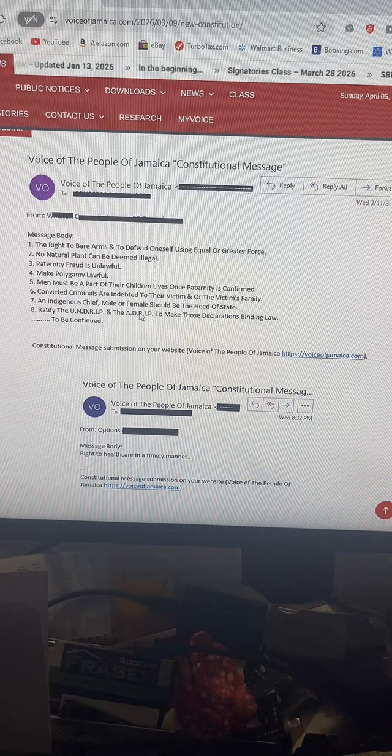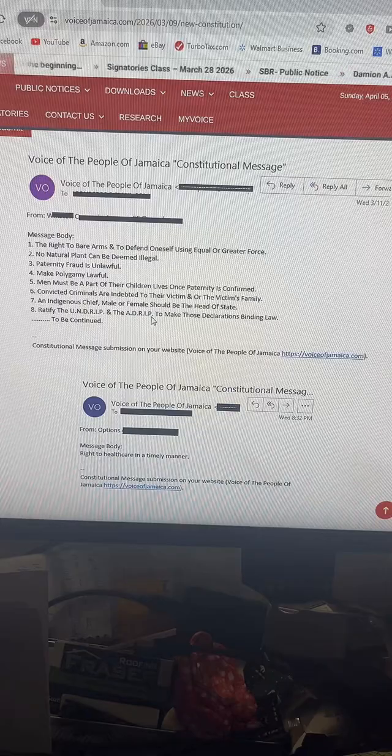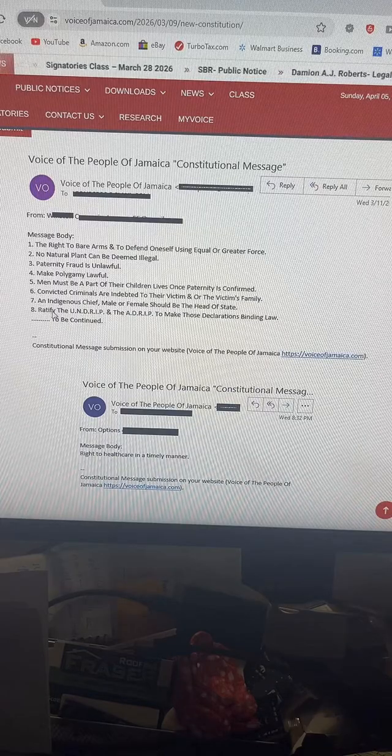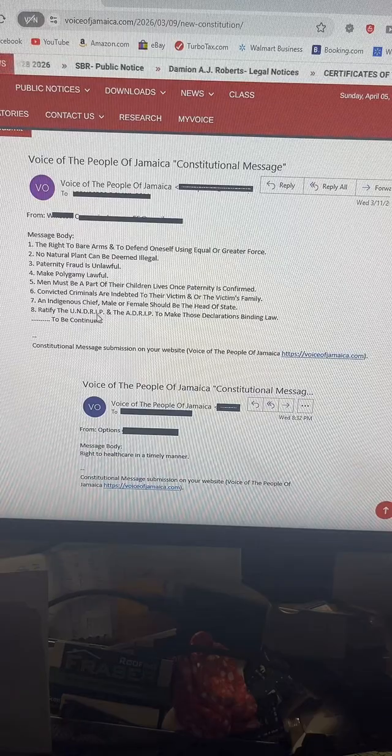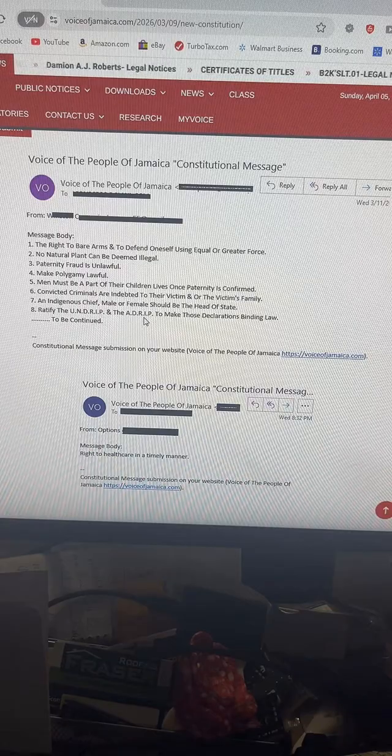So, we're going to get rid of this one so-called head of state situation. Ratify the UN DRIP and the ADRIP to make those declarations binding law.